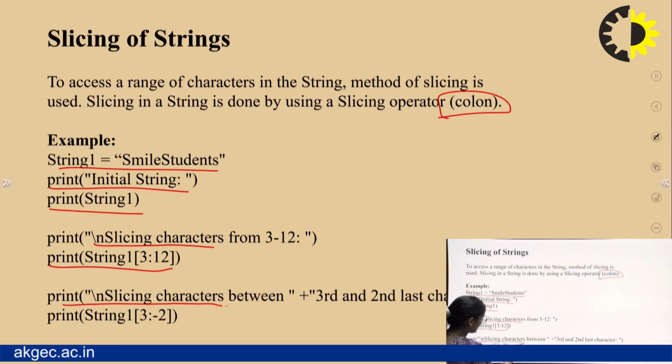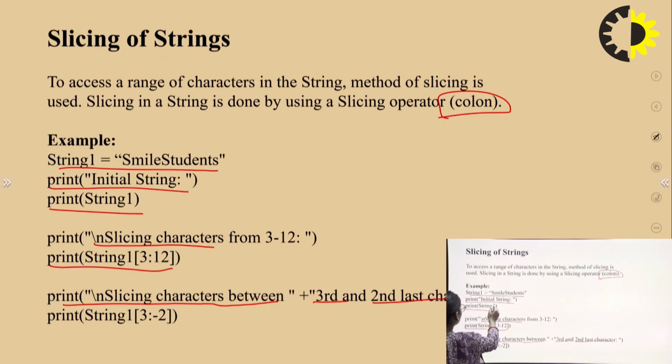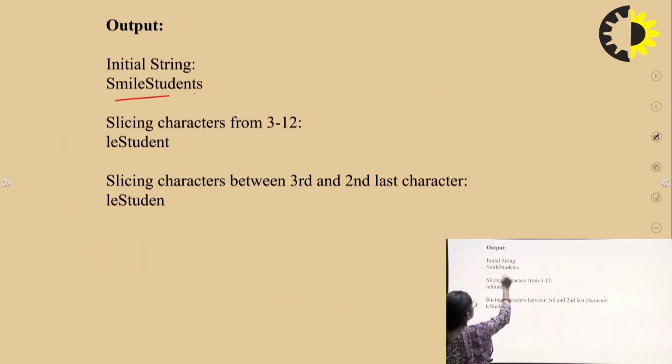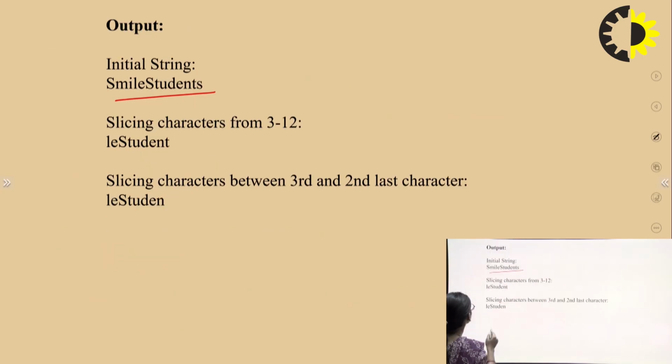This is my slicing of string characters, third and second last characters. Now, what is the output? Initial string. What we have to print? Initial string. And what is the initial string? Smile students. And then what we print? [3:12]. What is this? This is "ile students", meaning the characters in which the values are defined.